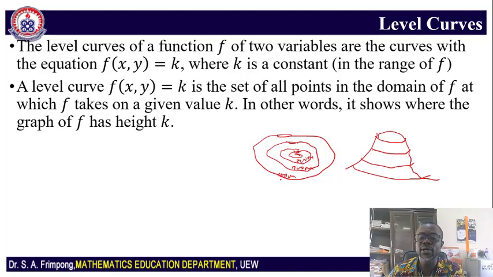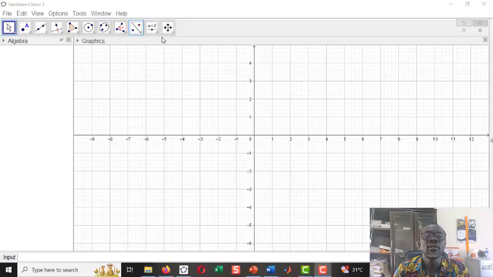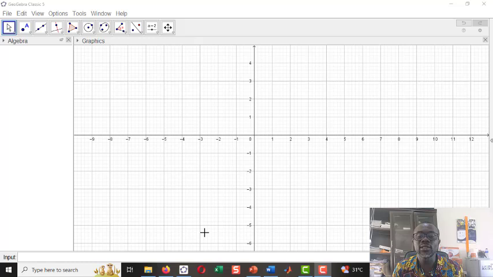We will use GeoGebra to illustrate a few examples. So we start with this example. Sketch the level curve of the function 6 minus 3x minus 2y for the values k equals -6, 0, 6, and 12. So we are going to use GeoGebra. In this case, you are going to use the 2D instead of the 3D because you are going to look at the level curves on the plane.